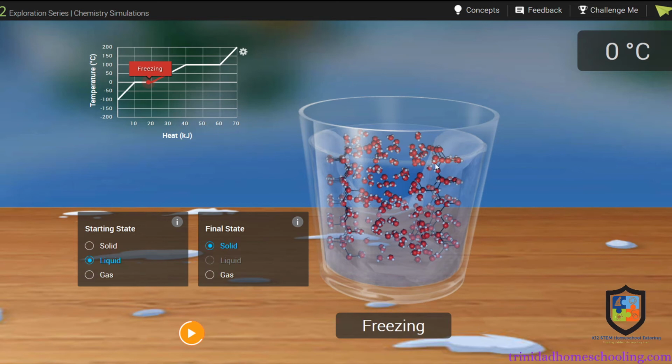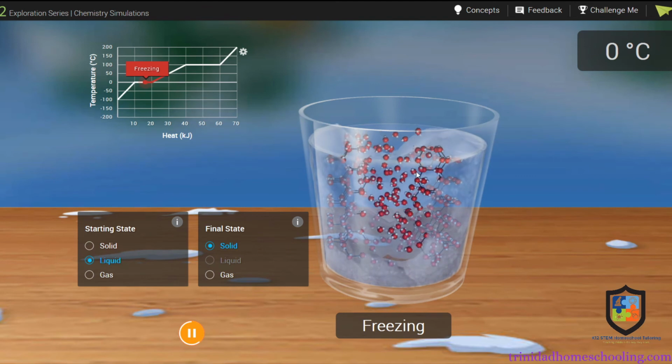Look at our bonds being formed here. On this flat line, we have bonds being formed. These black lines between the molecules weren't there before. So let's continue. Look at the glass.